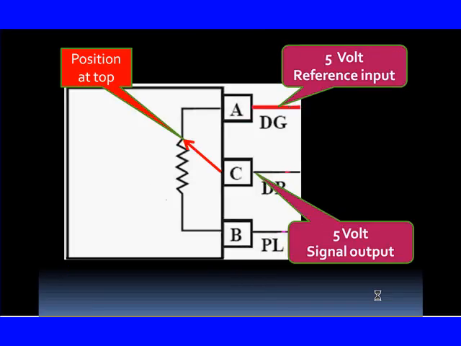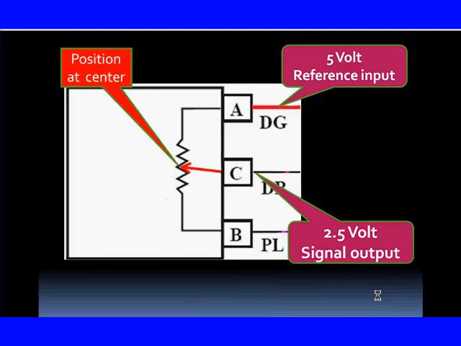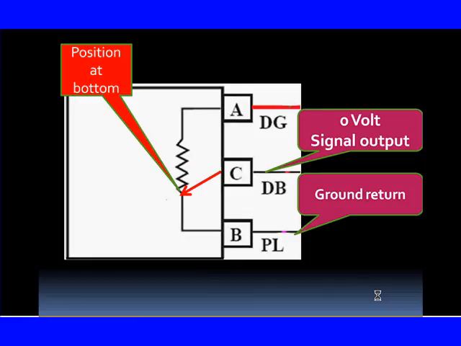We know if it was one of those that could go to the maximum at the top, which would be rare, it would read 5 volts when it's at the very top, nearest the 5-volt side. And if it were a linear potentiometer, right in the middle, it would read 2.5 volts. And if it could go all the way to ground, it would read 0.